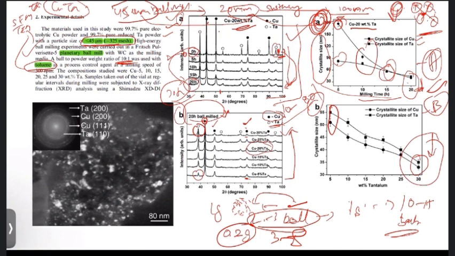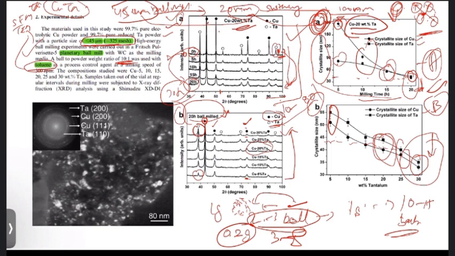Okay, and see this number is matching with this number. If we see, it is around 40-45, and this is around 40-45. Same value. This is for 20% tantalum. These both values are matching.